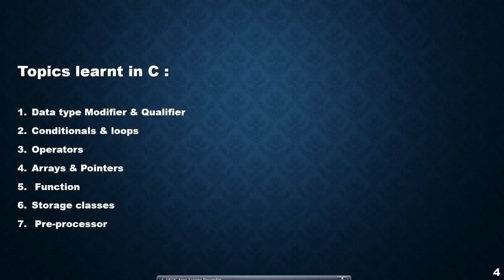And we have also learned about creation of arrays and pointers. Then we have also learned about functions. A function is a block of code which is executed only if it is called either in the main program or in any other function. Then we have also seen storage classes in brief, which describe features of the function, and then preprocessors. This is the brief about what we learned in the classes.